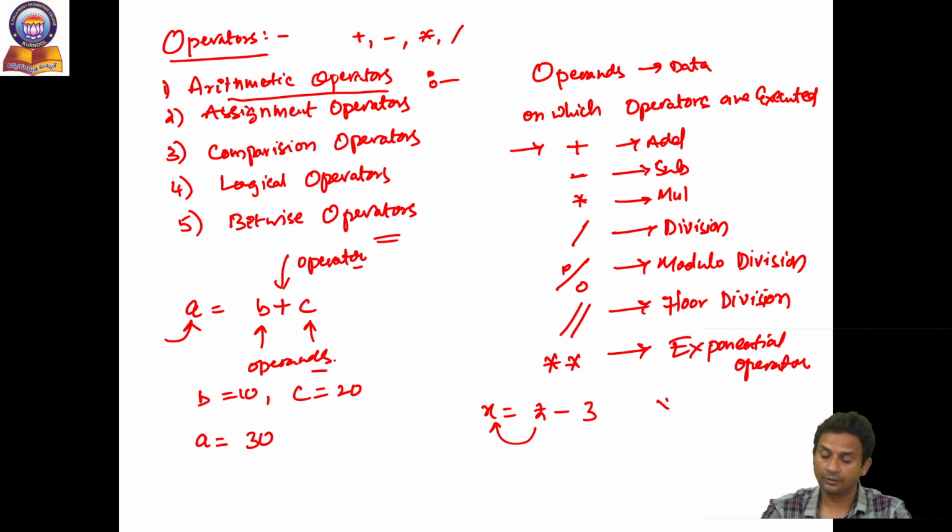And similarly, we have the multiplication operation. So p is equal to 3 into b. The value of b is multiplied by 3 and the result is stored in p. And similarly, we have a division operation. Now we need to be careful with the division operation.